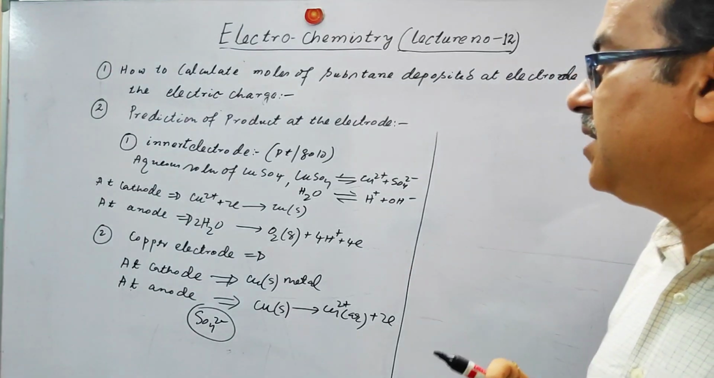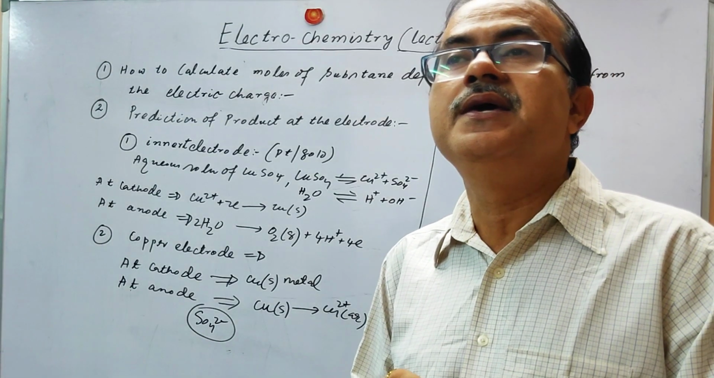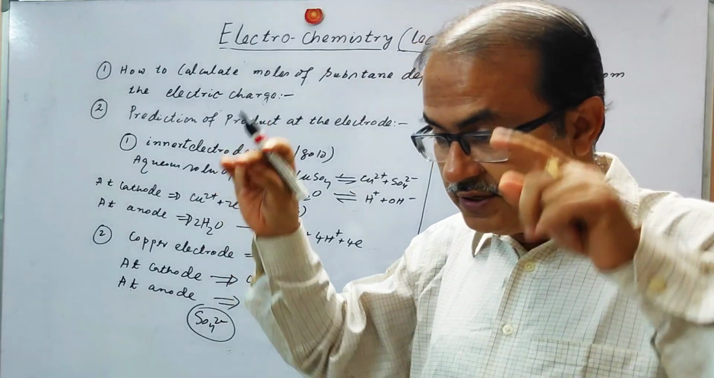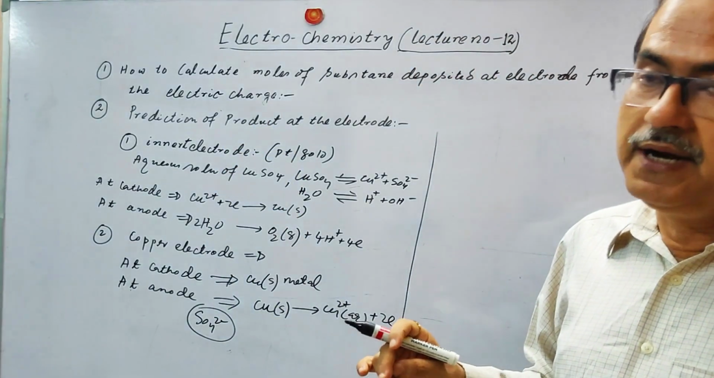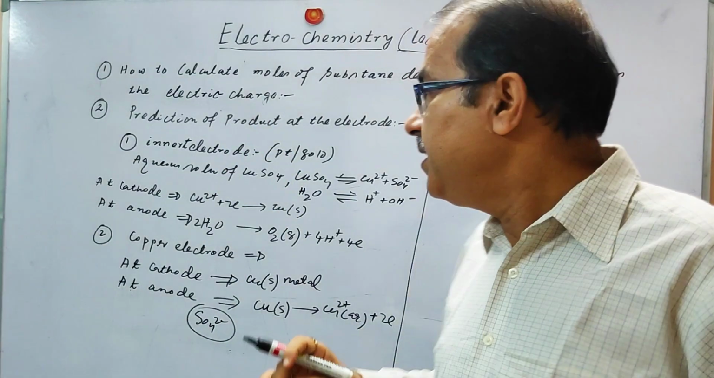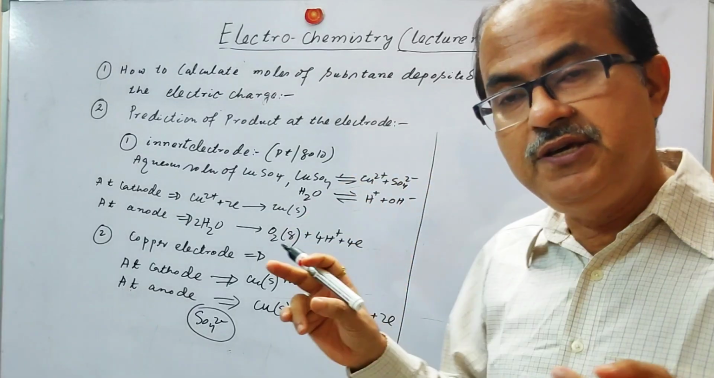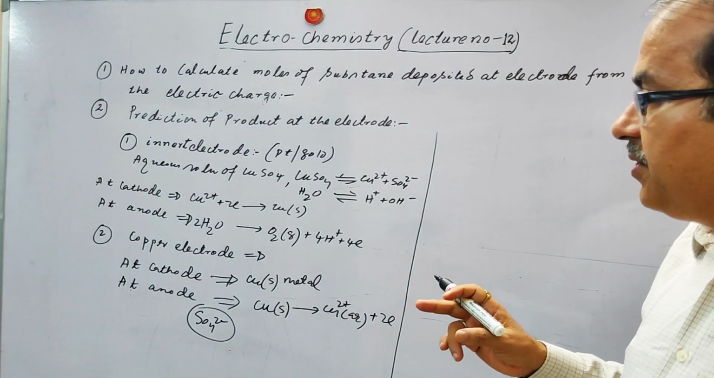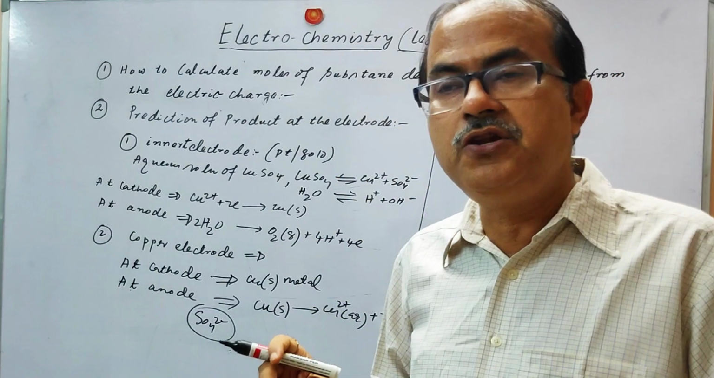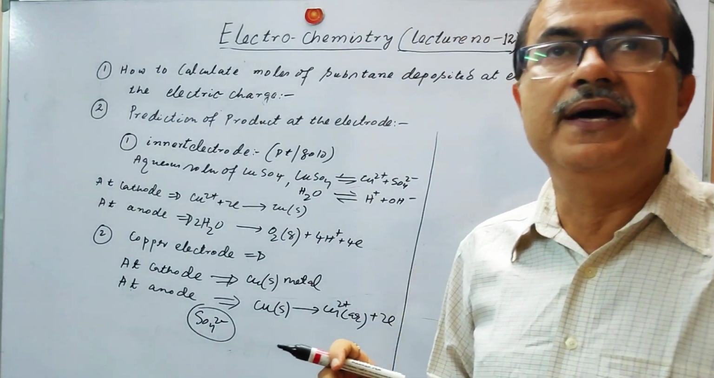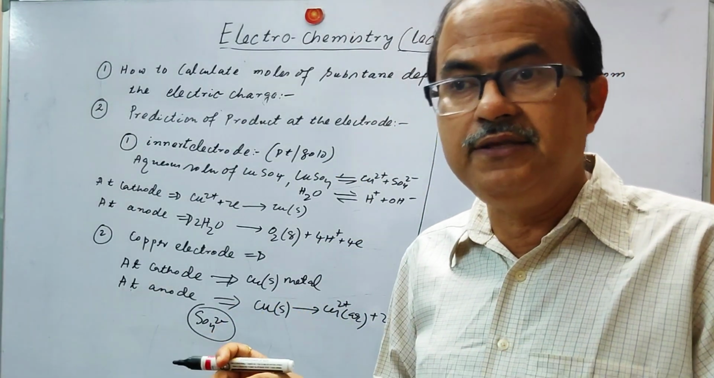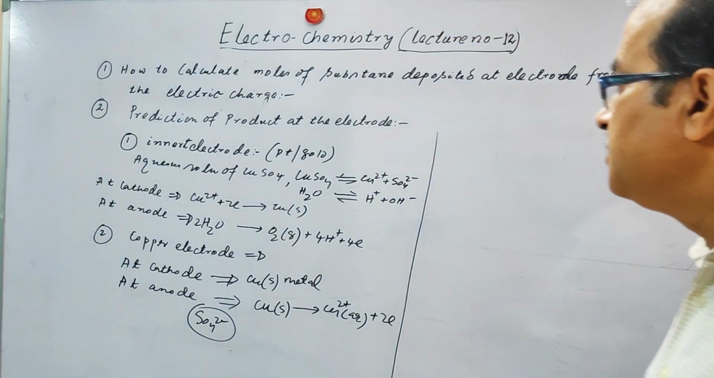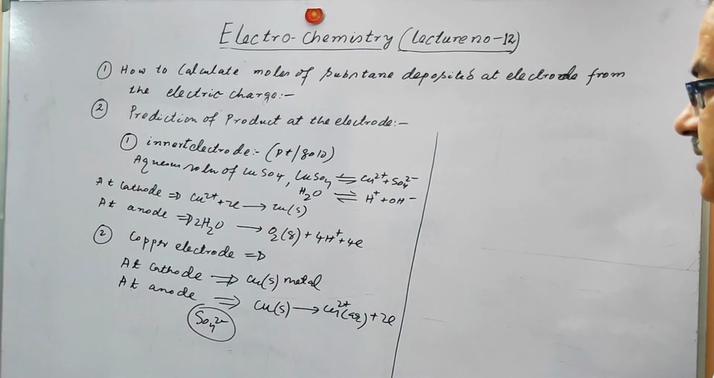And the same thing we can observe when we use AgNO3 with an inert electrode. It will produce in the same way. At the cathode you will find Ag and at the anode it is oxygen. But when we use the Ag electrode, it will have Ag at the cathode and Ag+ ions will go to the solution. So this is the first thing.